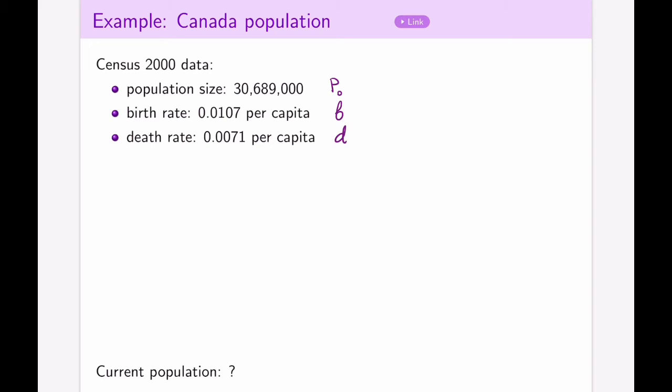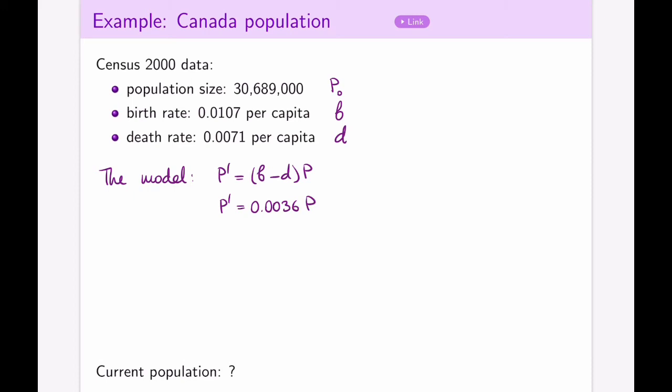So this is our constant D. Altogether, from the model that we've just derived, we have that P prime is equal to B minus D times P. Now I can plug in real numbers for B and D into my function and see what happens. So I'm going to have P prime is equal to B minus D, I'm going to do the arithmetic on the side here, and I'm going to get 0.0036 P.